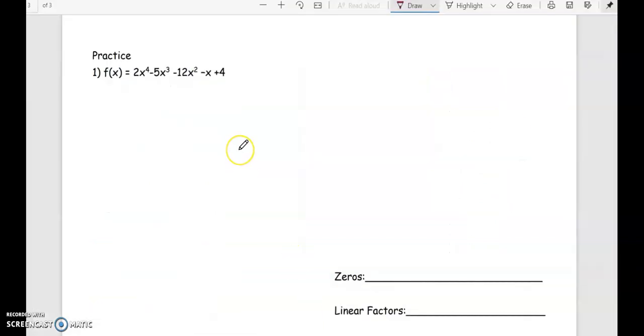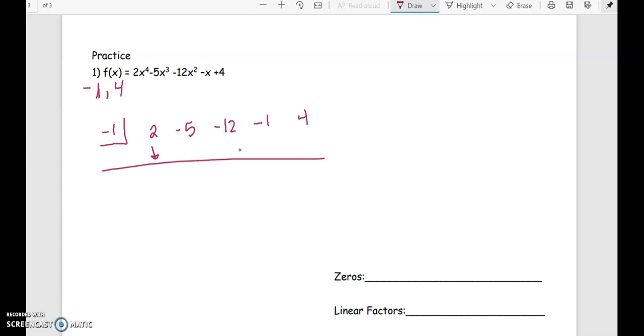So let's go back over here. Negative 1 and 4 are the ones I'm going to use to get me down to the x squared. So negative 1, and then write out your coefficients. I want you to go ahead and do synthetic division, and then you're going to do synthetic division again, because this is your x to the fourth. This one will be your x to the third, and we need to do it twice to get down to x squared. So go ahead and do that and check your answer, at least for the synthetic division part, and then we can do the factoring together.